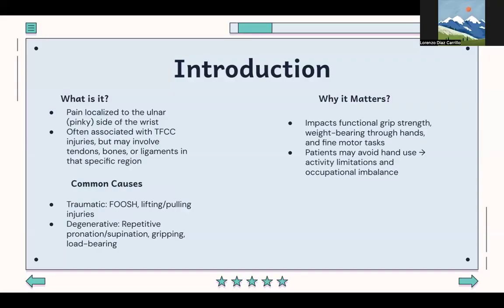Degenerative causes, on the other hand, tend to occur over time. This can be with repetitive motions in pronation, supination, or even consistent load-bearing activities with the wrist, and ulnar deviation more specifically. So manual labor activities, perhaps a hairstylist performing similar tasks repeatedly, or even someone with hypermobility who overstresses the joint without even realizing it.